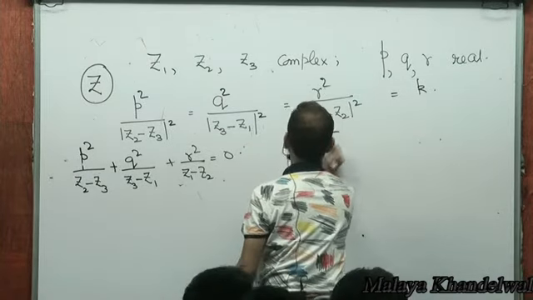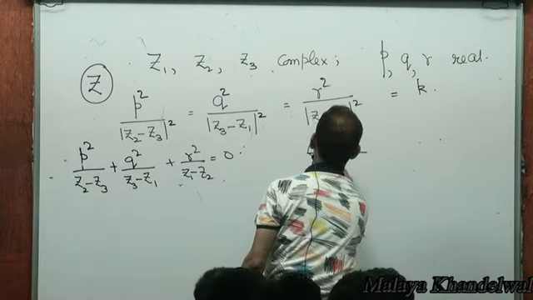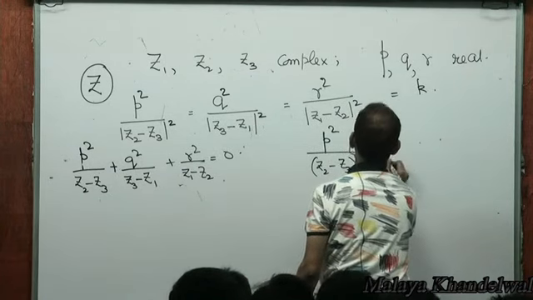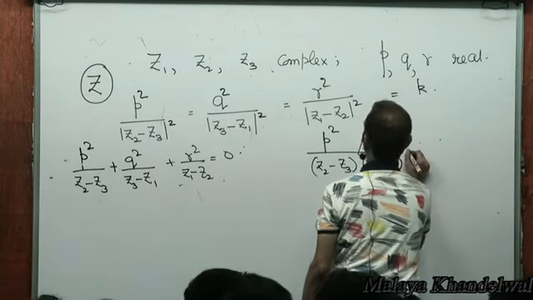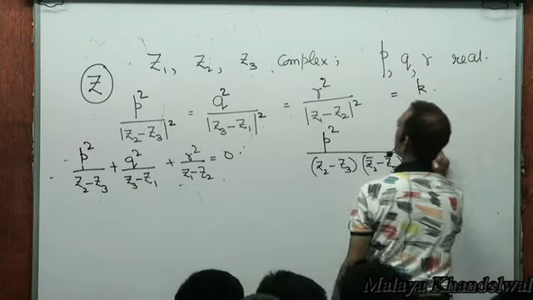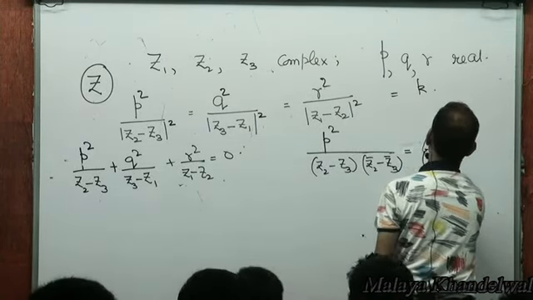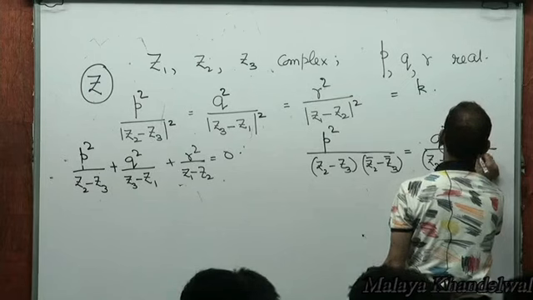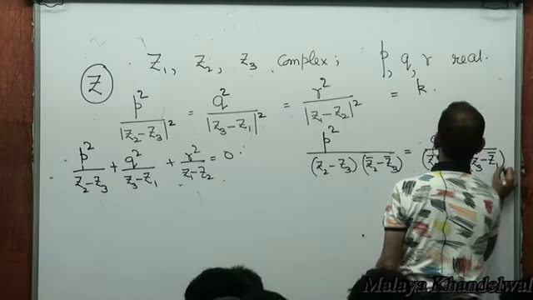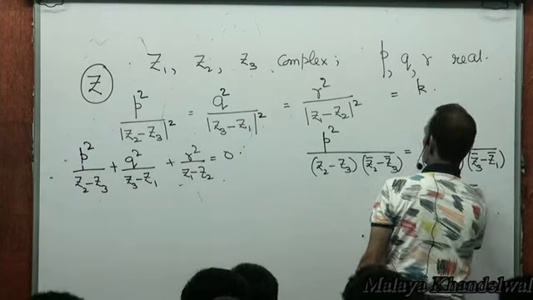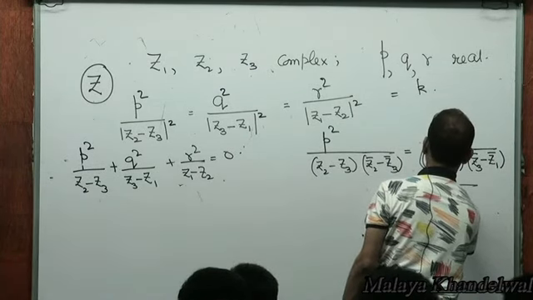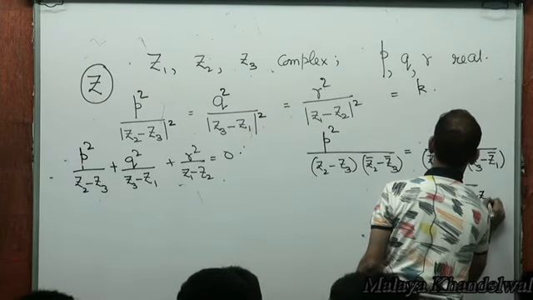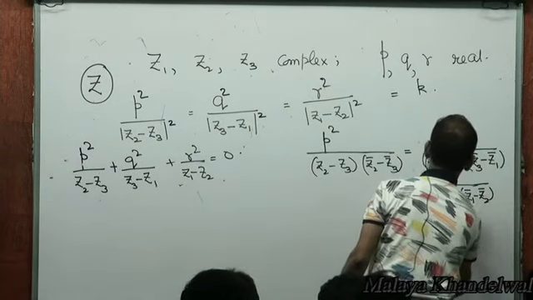So P squared by Z2 minus Z3 into Z2 bar minus Z3 bar equals Q squared by Z3 minus Z1 into Z3 bar minus Z1 bar equals R squared by Z1 minus Z2 into Z1 bar minus Z2 bar. Each is K.